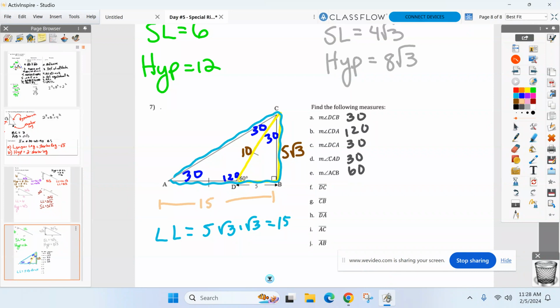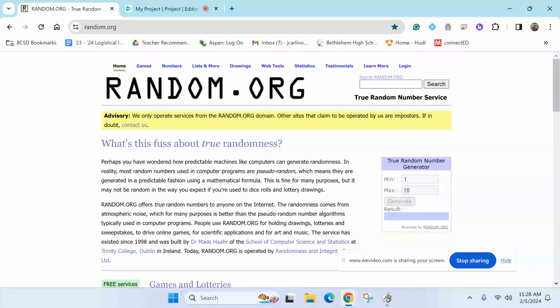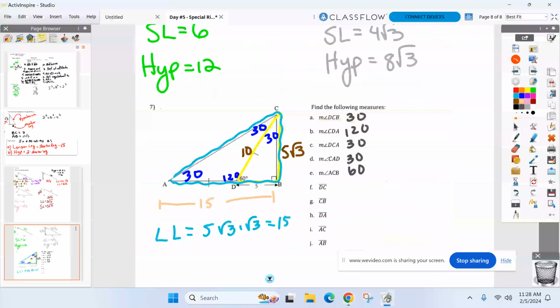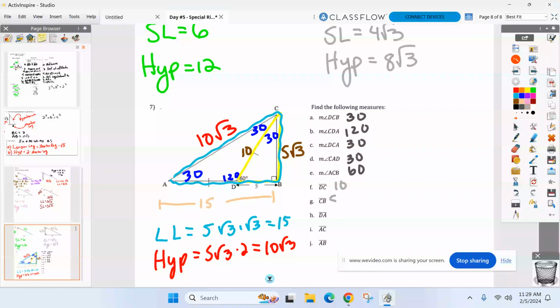How do I find the hypotenuse? What do I do to my shorter leg to get to the hypotenuse? Will, what do I do to the shorter leg to get to the hypotenuse? By 2. Good. So I'm going to take 5 radical 3 times 2. 10 radical 3. Okay, now I'll go back and solve everything they wanted me for, but I try to fill in the entire diagram first. All right, ready? Let's see, did I do a good job? DC is 10. CB, 5 radical 3.